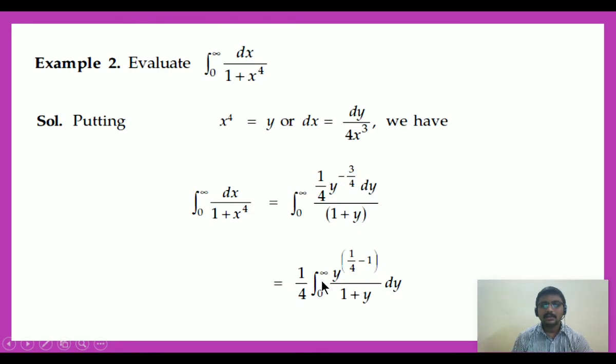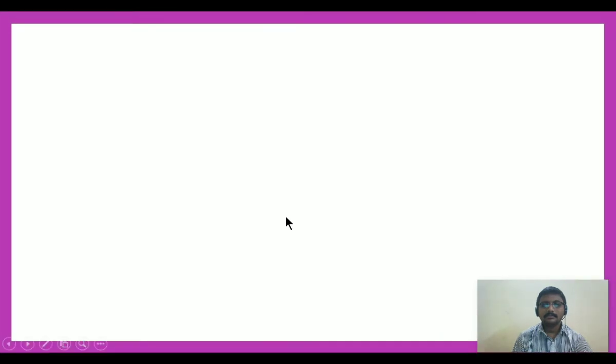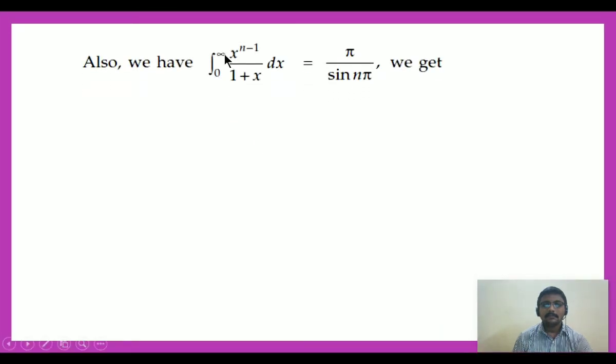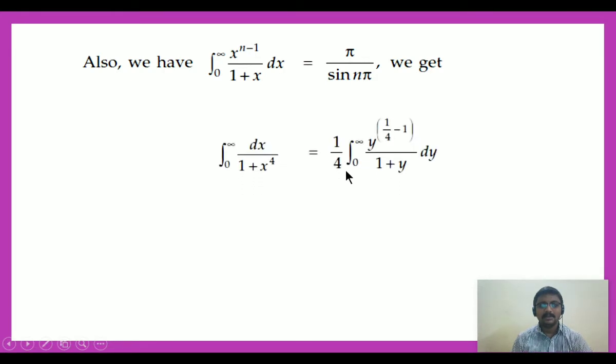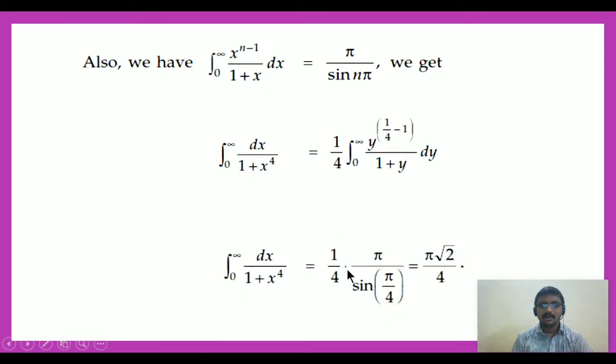Now it looks like the integral of 0 to infinity x to the power of n minus 1 by 1 plus x dx, which is nothing but pi by sine n pi. Comparing with this formula, the above integral value becomes 1 by 4 integral of 0 to infinity y to the power of 1 by 4 minus 1 by 1 plus y dy. So here n takes the value 1 by 4. Thus it becomes 1 by 4 constant pi by sine n pi.